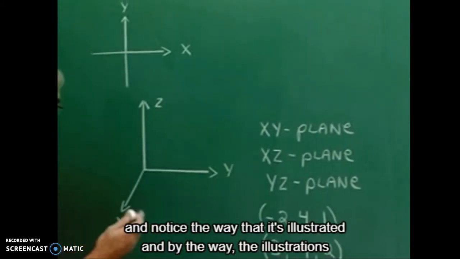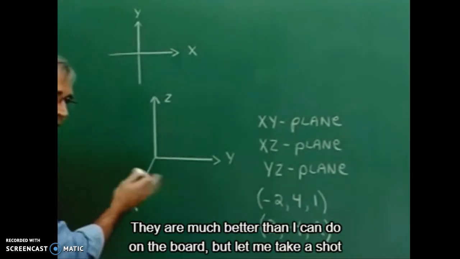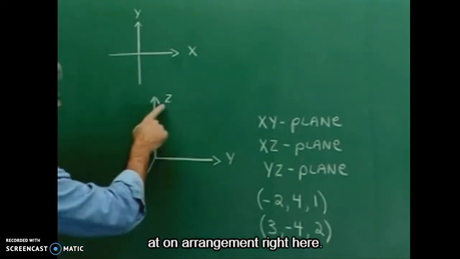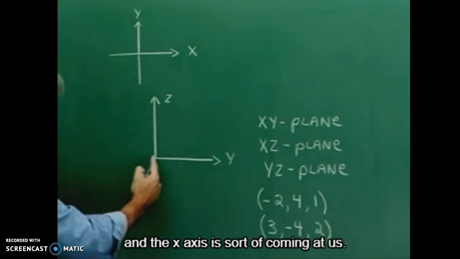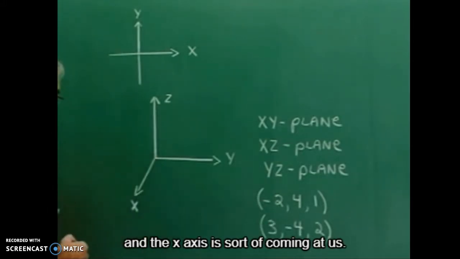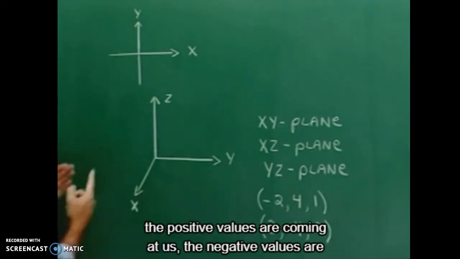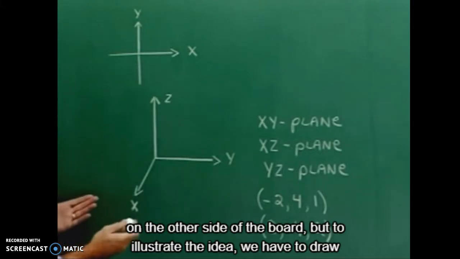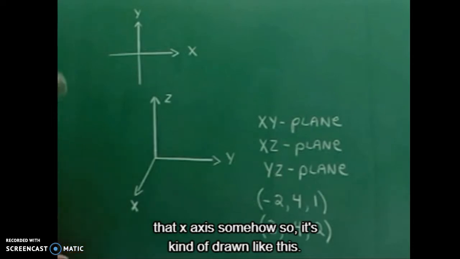And by the way, the illustrations in your textbook are outstanding. They are much better than I can do on the board. But let me take a shot at an arrangement right here. Notice the z-axis is going up here, the y-axis is to the right, and the x-axis is sort of coming at us. Now, to illustrate a number line that's coming at us, the positive values are coming at us, the negative values are on the other side of the board. But to illustrate the idea, we have to draw that x-axis somehow. So it's kind of drawn like this.